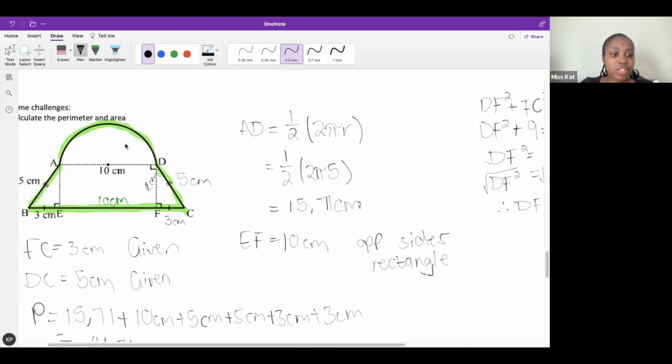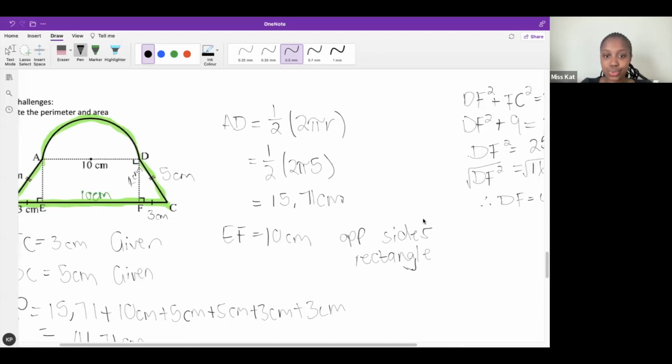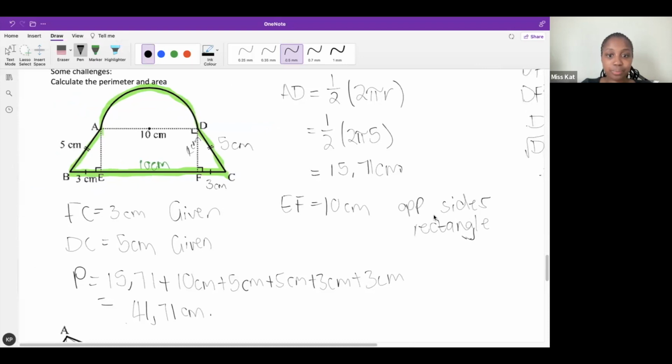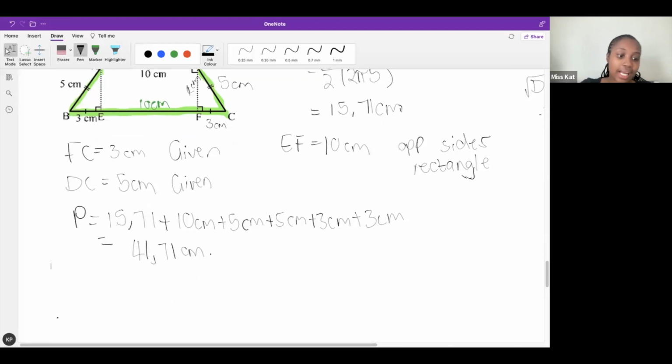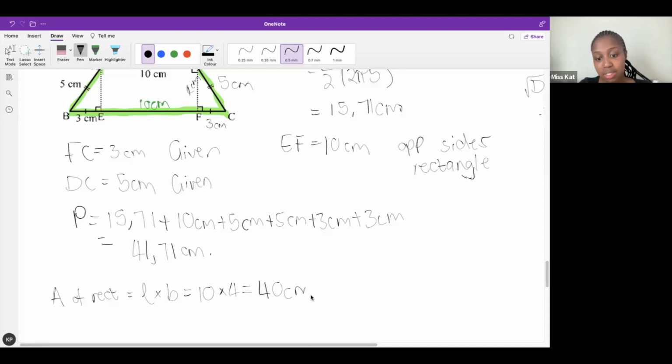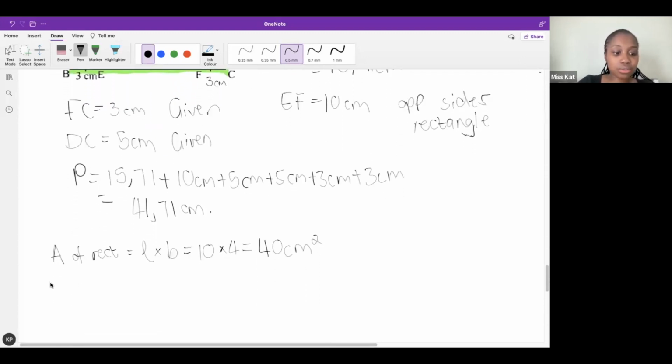Okay, now do we have all the information we need? I think we do. You can just work it out if you know the formula. Okay, let's start with area of a rectangle. What's the formula for area of a rectangle? Thank you. Area of rectangle, length times breadth, which is 10 times 4. That will give us 40 centimeters squared. Done.